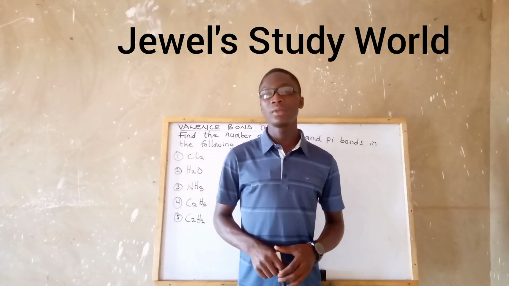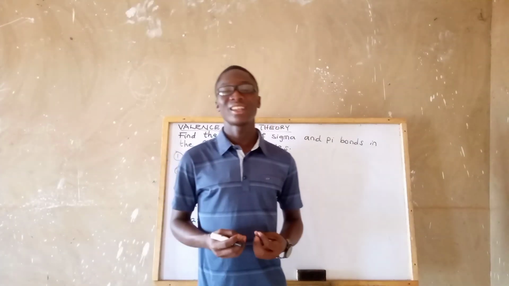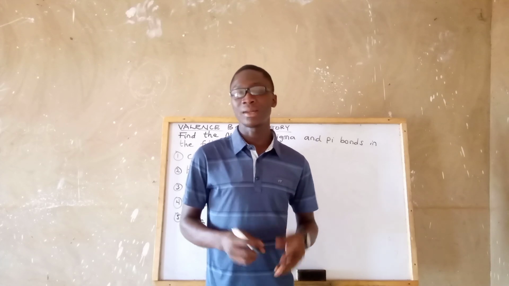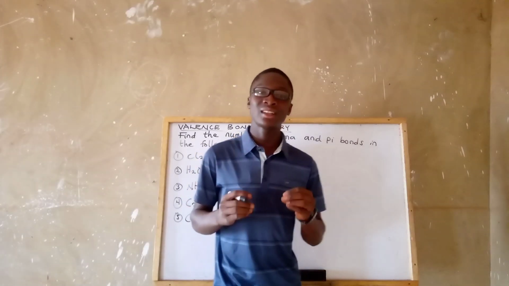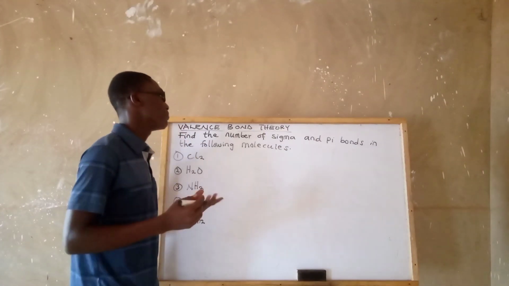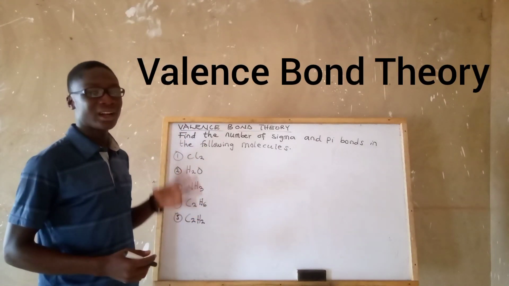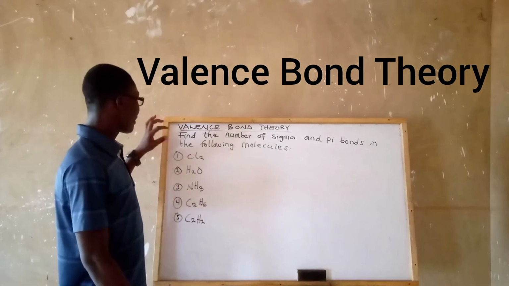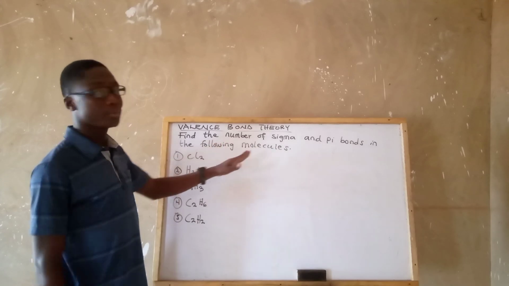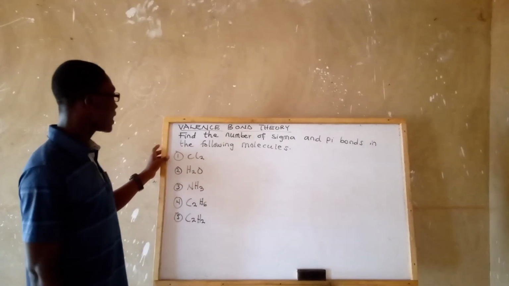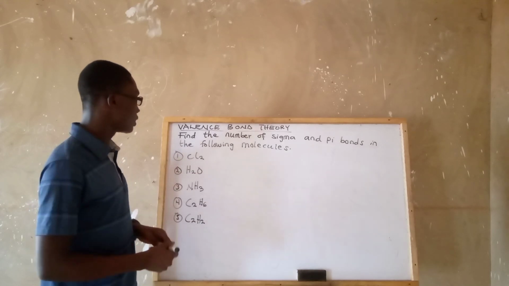Today our lesson will be on solving questions on how to find the number of sigma bonds and pi bonds in a molecule. So here you will find the number of sigma bonds and pi bonds in a molecule. This topic is under valence bond theory. So we have to find the number of sigma and pi bonds in the following molecules. Number one, we have the chlorine molecule, Cl2.